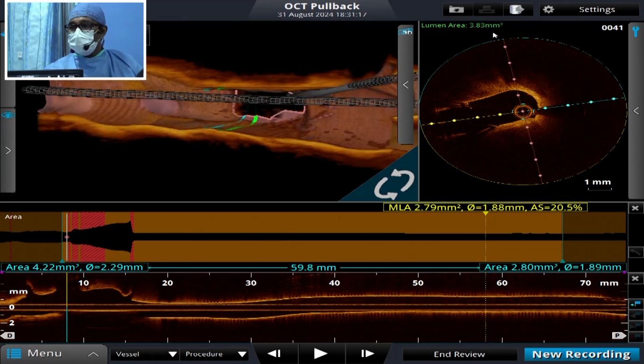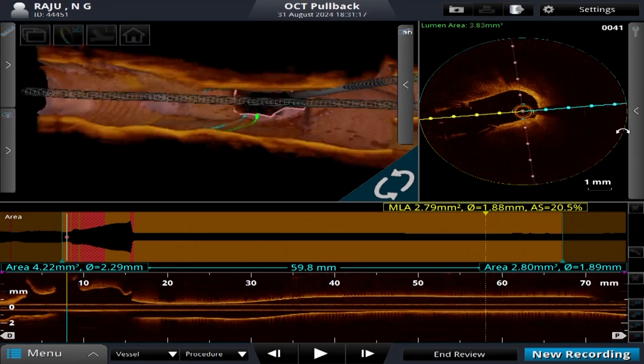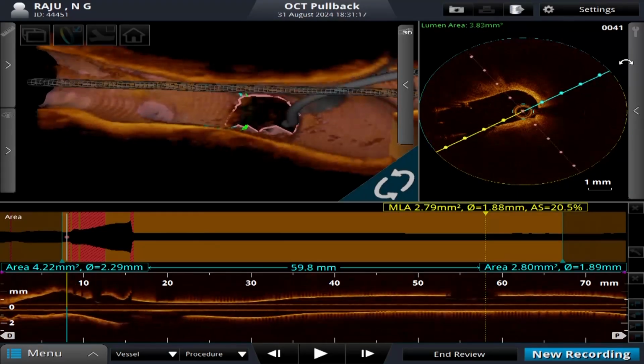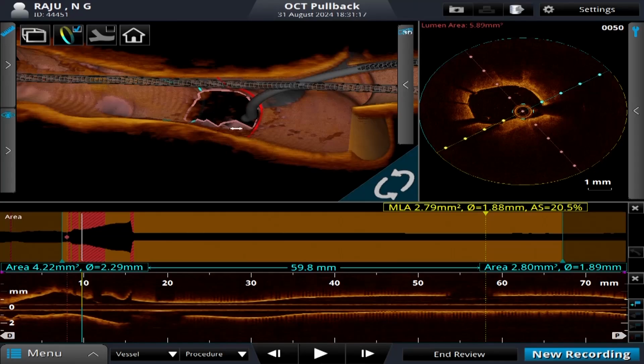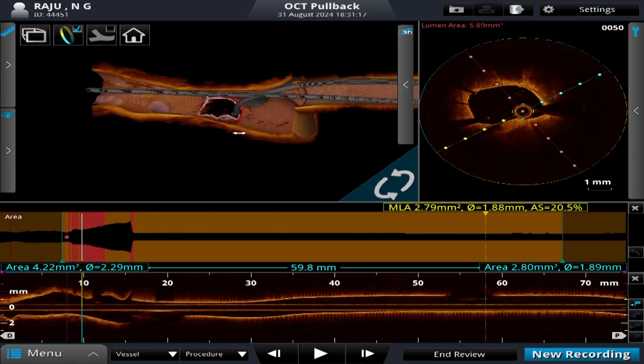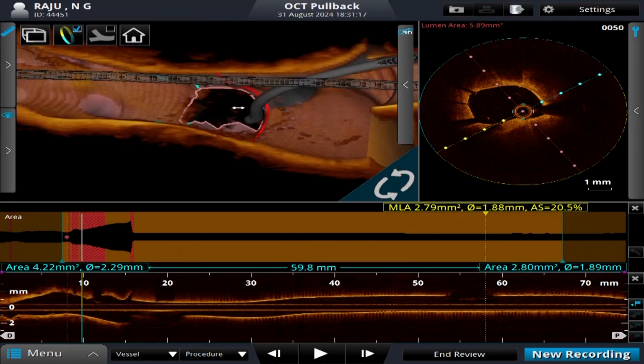You won't be able to see the stent rendering when you do a crush, primarily because you do not have much metal inside the main vessel. Because you do not have much metal inside the main vessel, you won't see the stent rendering, but mostly you'll be able to see this sort of ghost image of the stent. I hope you can appreciate that.